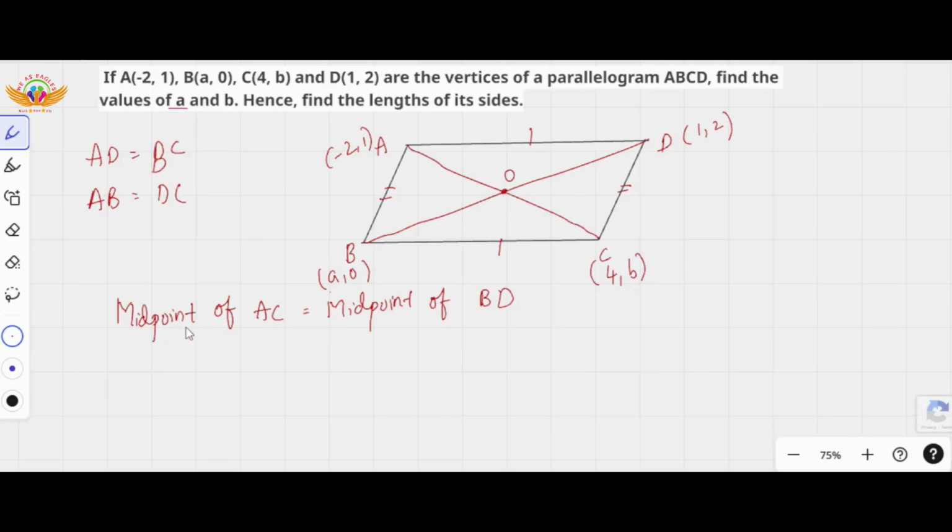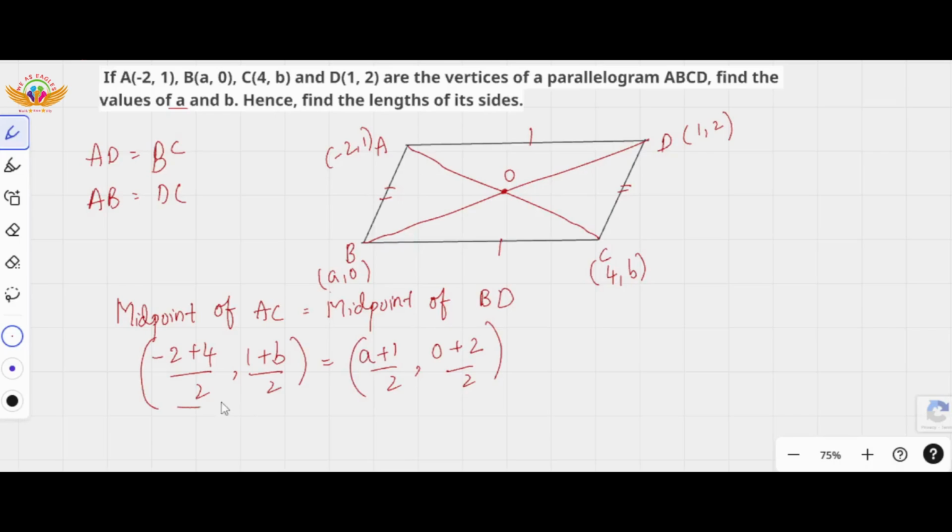And we know the midpoint formula, that is (x1 plus x2) by 2 and (y1 plus y2) by 2. And here let us do directly, AC: (minus 2 plus 4) by 2 comma (1 plus b) by 2. This is the midpoint of AC, equal to, what about BD? (a plus 1) by 2 comma (0 plus 2) by 2. This is the midpoint of BD.